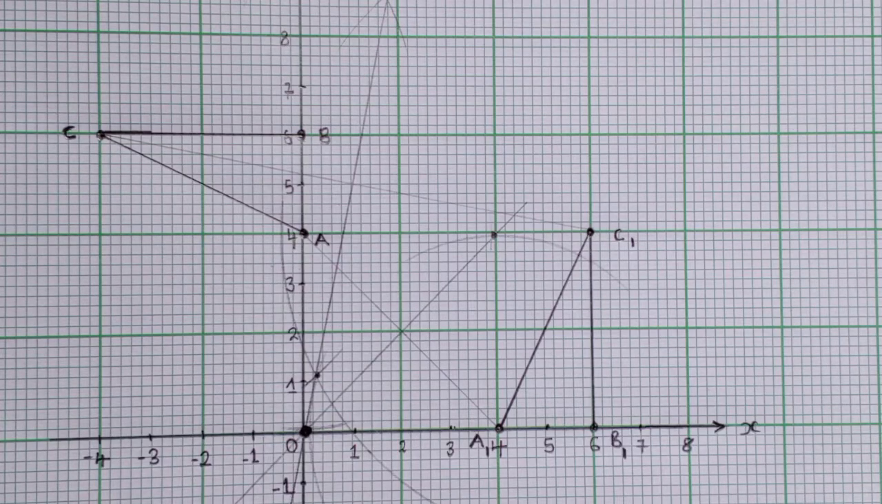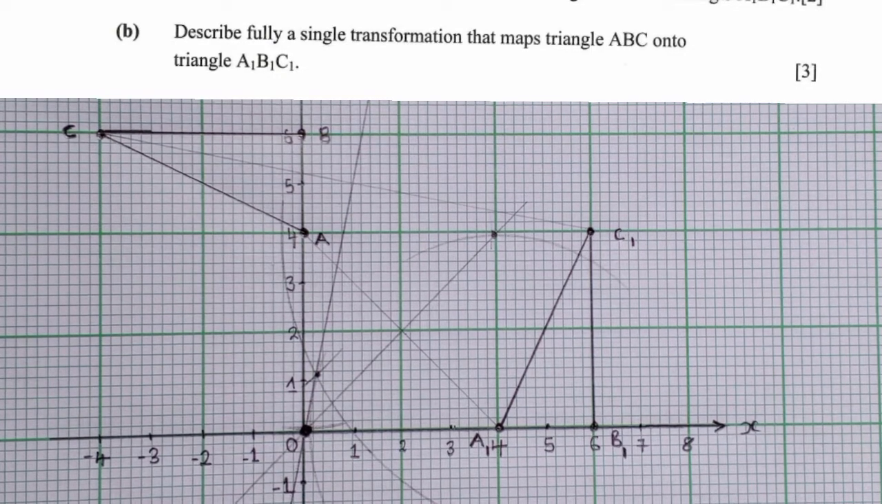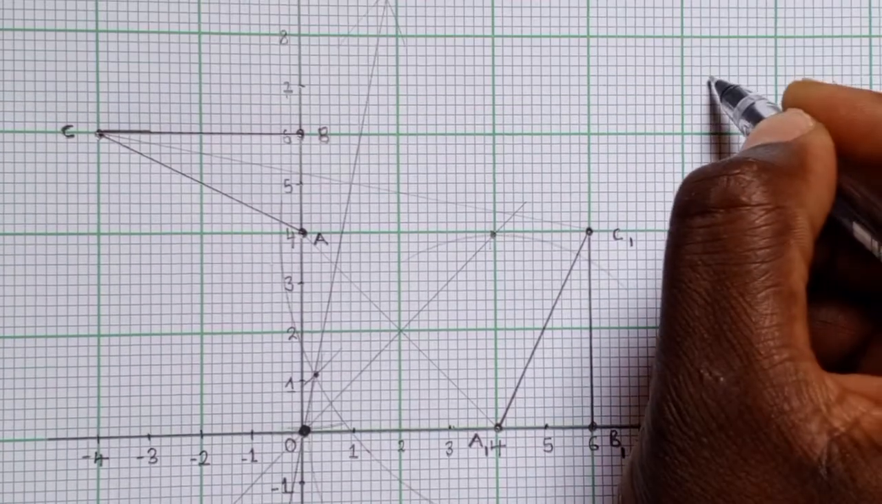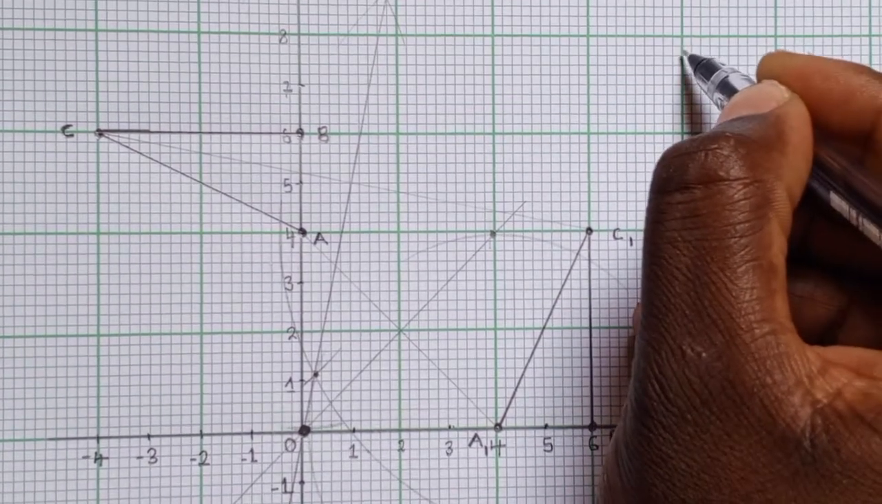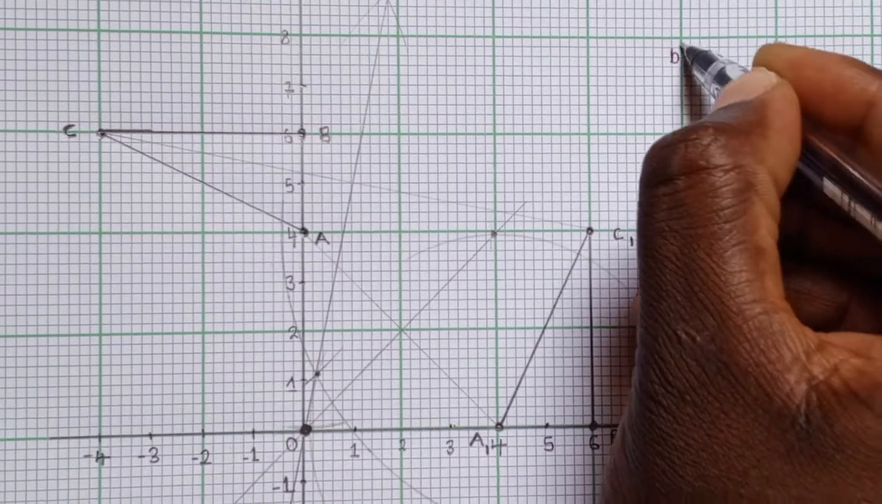Though the question here just said draw. Did it say draw? Yeah. No, the question 2. Question A, we've drawn already. For question 2, they wanted us to describe fully a single transformation that maps triangle ABC onto triangle A1, B1, and C1. So these are the steps you needed. So you start describing. So we are going to say, this is rotation. We are describing. So this is question B.